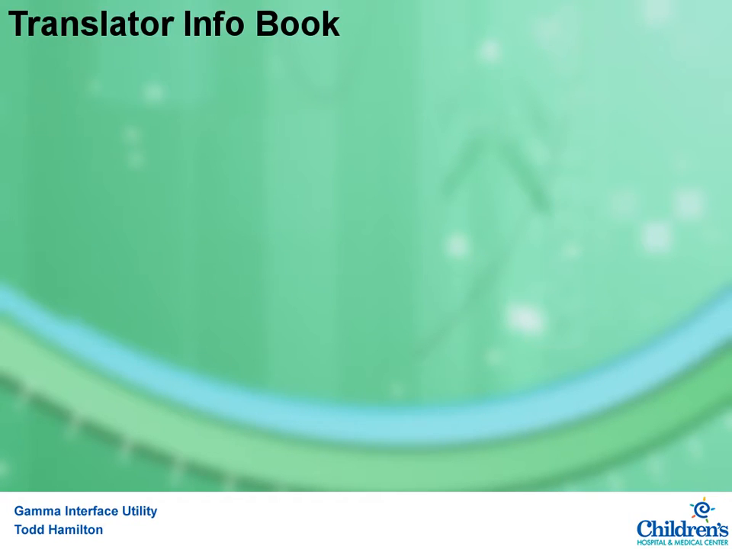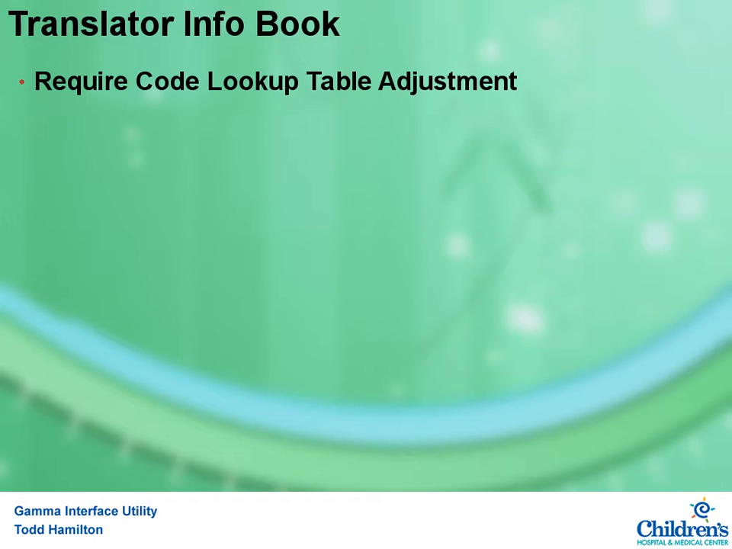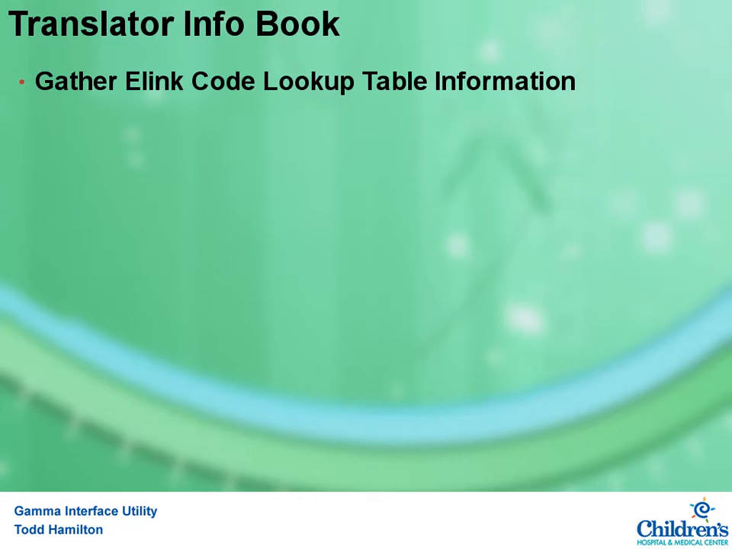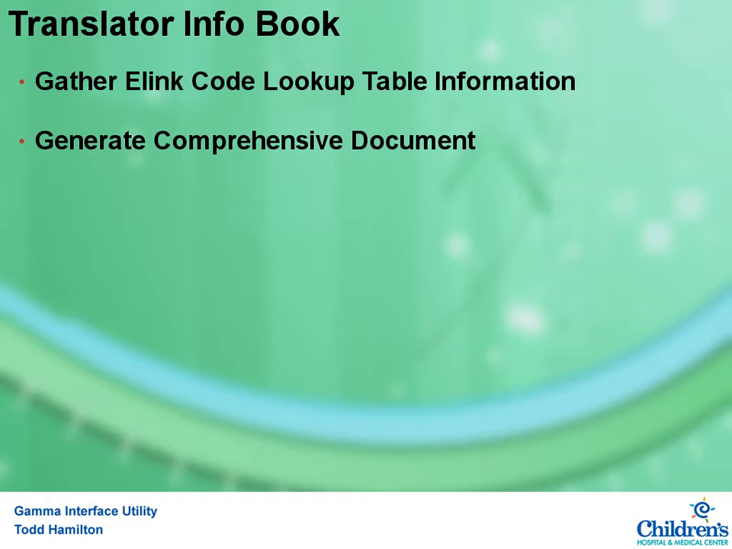From time to time, application and interface analysts are required to adjust translator code lookup tables. For instance, if a new language or religion code is added to the ADT system and a translation occurs in one of the Elink translators. One of the problems we faced is sometimes the interface analyst isn't sure of the name of the code lookup table, or whether the lookup table is attached to one or more translators. Our solution was to develop functionality that gathers detailed information on all Elink translators and code lookup tables in the Elink system, and generate a comprehensive document that can be distributed to several team members.